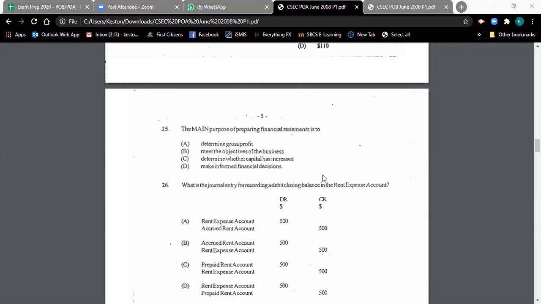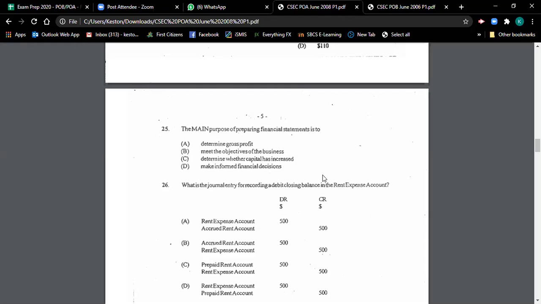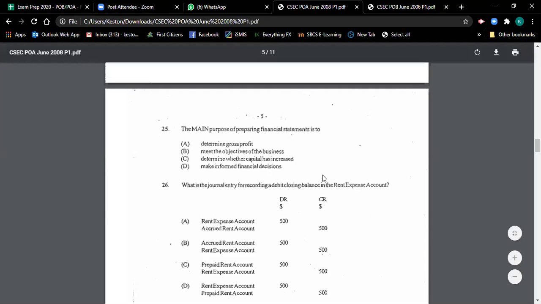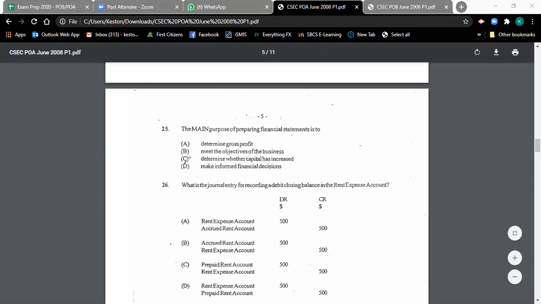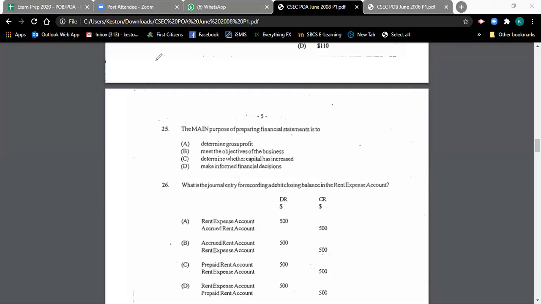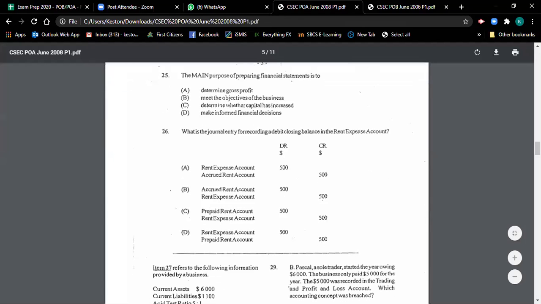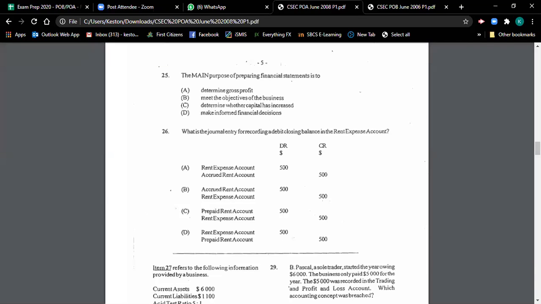Yes, she is. 25. The main purpose of preparing financial statements. Why do we prepare financial statements? Yep, that's right, Ariana. Alex, make informed financial decisions. Well done, Shania. What do we use? Ratios, right? 26. What is the journal entry for recording a debit closing balance in the rent expense account? Remember we was talking about this? Rent is prepaid.